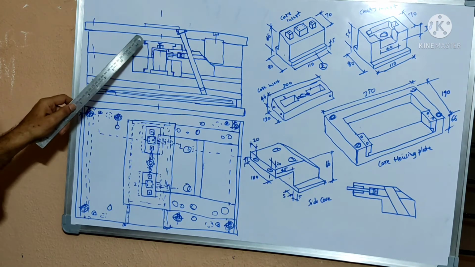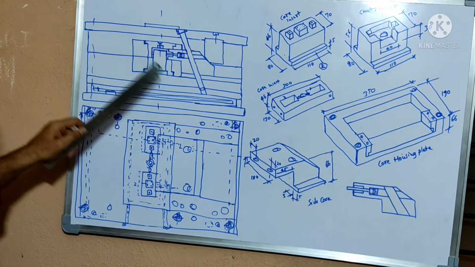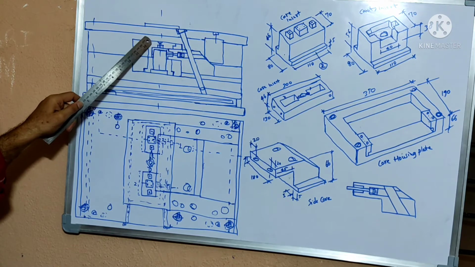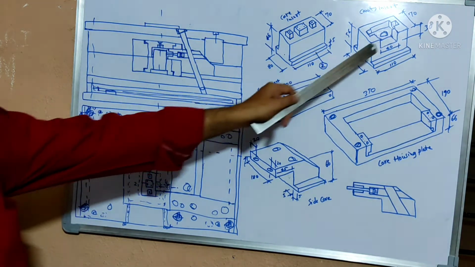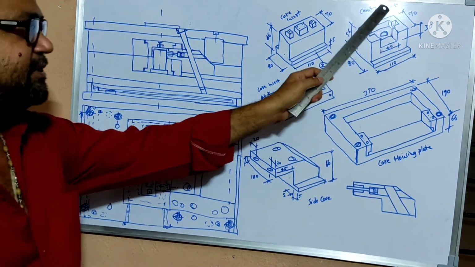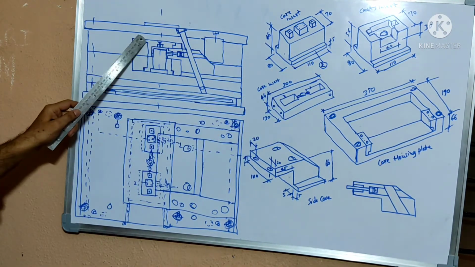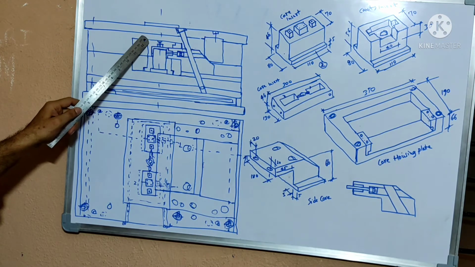Again, this is the cavity, the main cavity insert. I didn't show it there. This is the cavity insert where the external profile of the component is done. Here, this one. You're seeing this one, this one is the cavity insert. Cavity insert is like this.